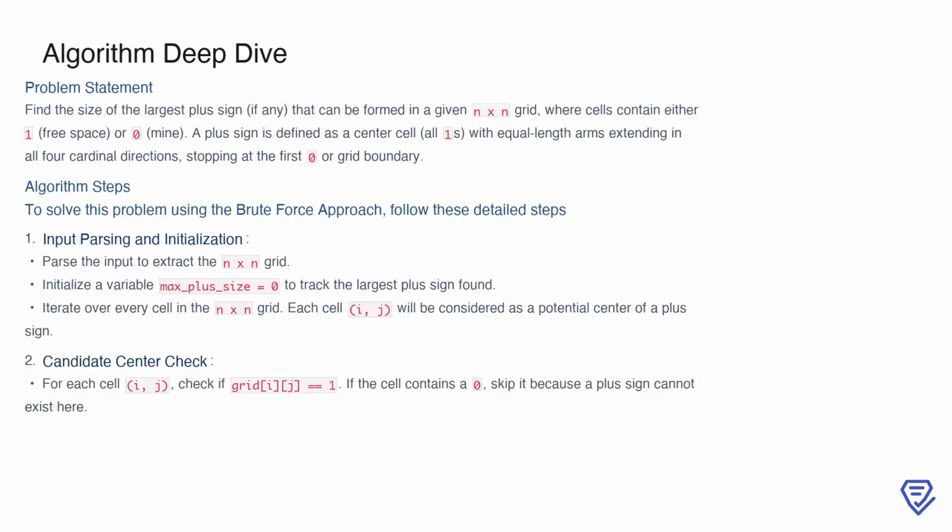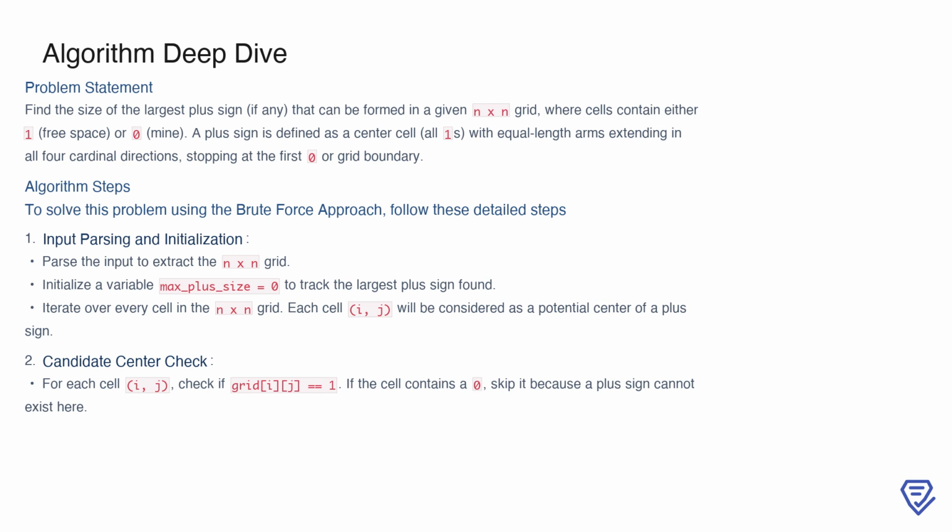implementation. The goal of this problem is to determine the size of the largest plus sign that can be formed in a given n by n grid. In this grid, cells are either 1 representing free space, or 0 indicating a mine. A valid plus sign is defined by a central cell with arms of equal length extending outward in all 4 cardinal directions. These arms stop when they either encounter a 0 or reach the grid boundary.